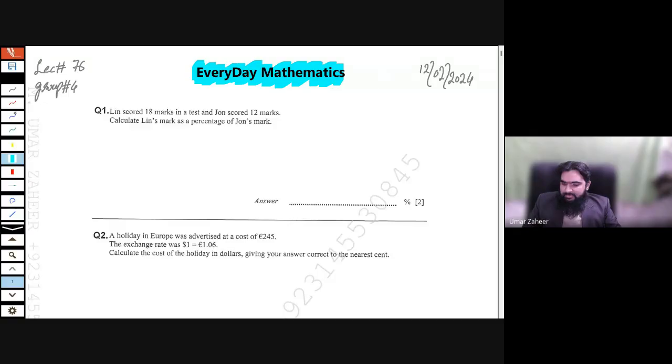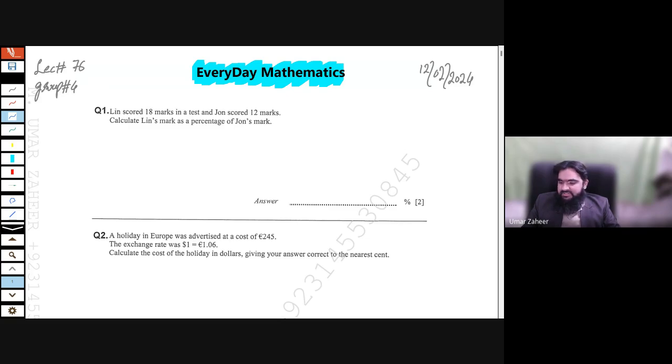Okay, Bismillahirrahmanirrahim. All right, everyone, up to here we have done all the topics. We have done the ratio questions, the percentage, and the interest ones as well. So now we will go to the topical worksheet of everyday mathematics. Let's see how it is going to start. We have the first question.